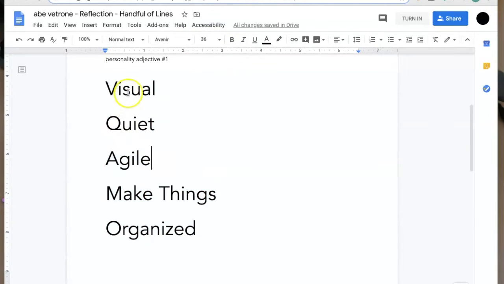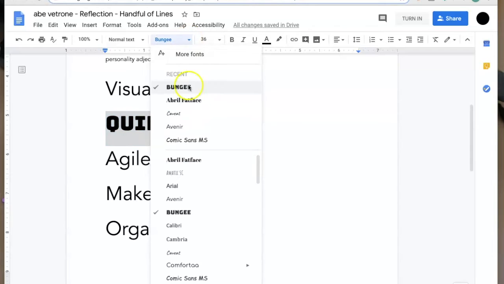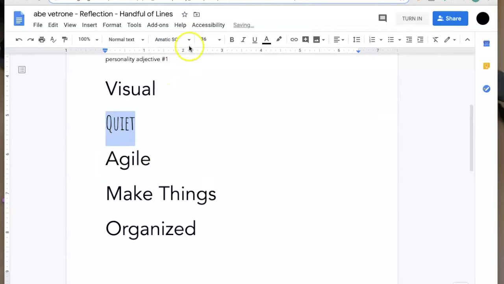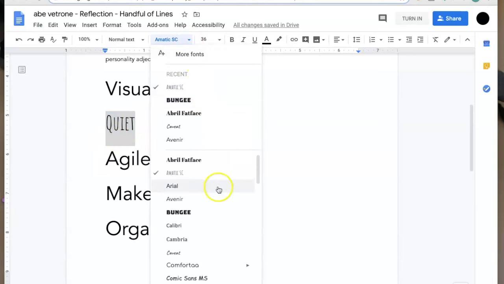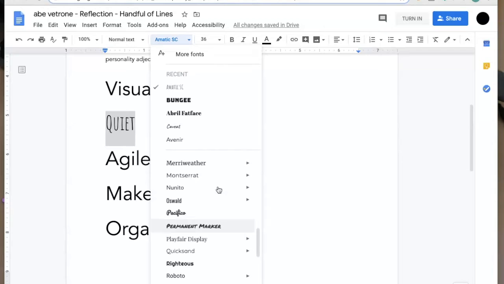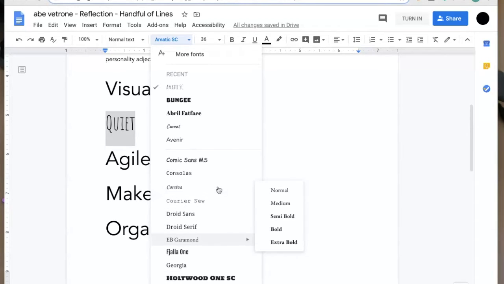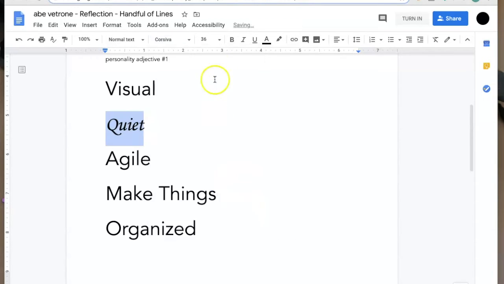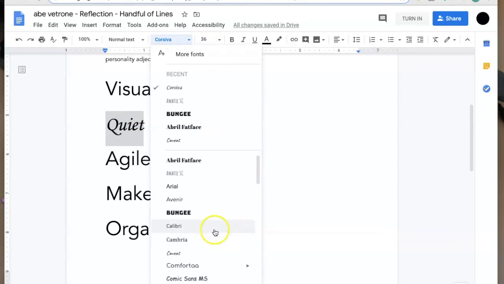Now I want to come up with a different kind of font that represents these words. For example, let's try quiet. Quiet's pretty fun. Is this a quiet font? Seems kind of loud to me. Is this quiet? That's getting more quiet. I think I used something with a P, but I can't remember. So you're going to look through all your different fonts and figure out which one you think is quiet to you. If you want to get more fonts, you go here to more fonts.